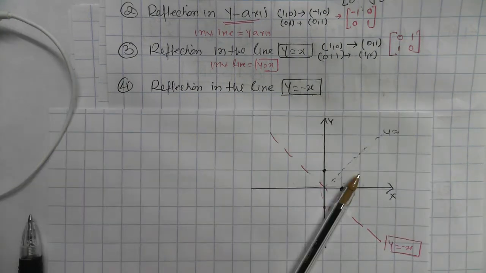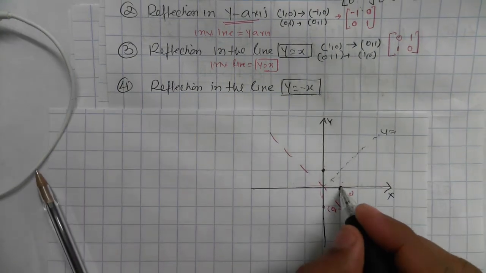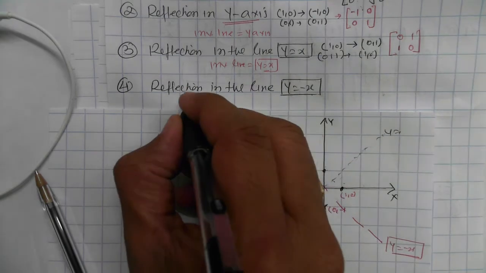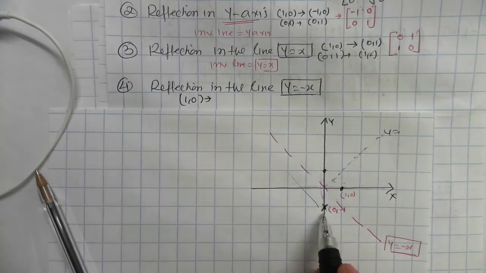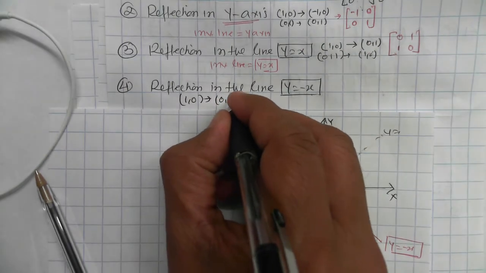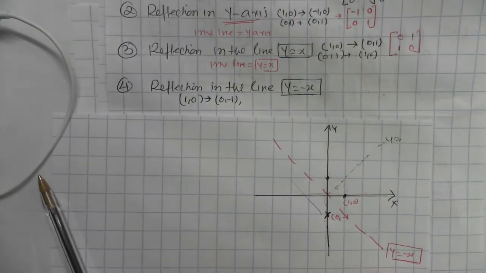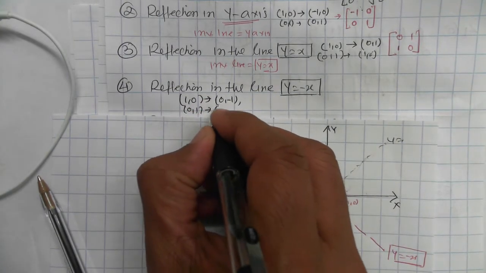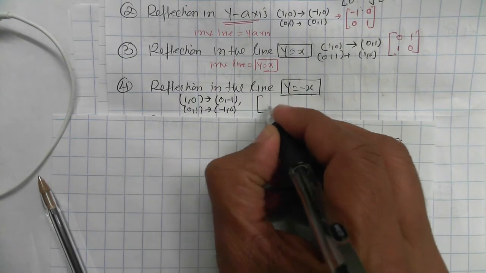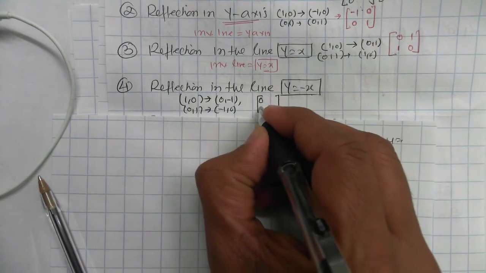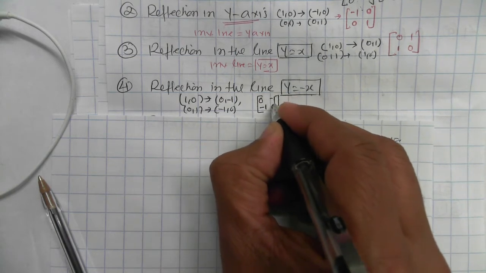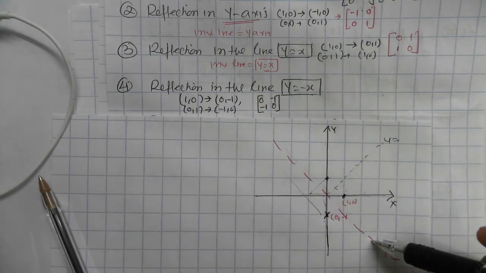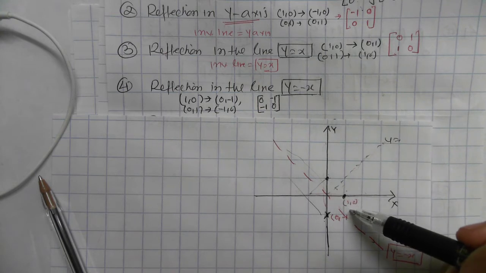(1, 0) on this line y equals minus x will go over here. So (1, 0) will go to (0, -1), and (0, 1) will go to (-1, 0). So I'm going to write down these images as columns. So [0 -1; -1 0] is the matrix which represents the reflection in the line y equals minus x, and in that case the line y equals minus x will be the invariant line, because none of the points on this line will change their image.